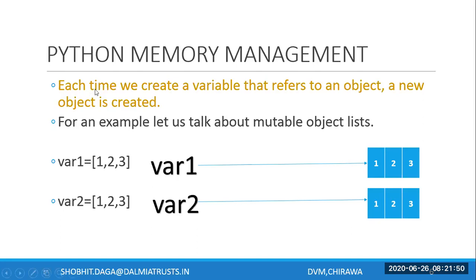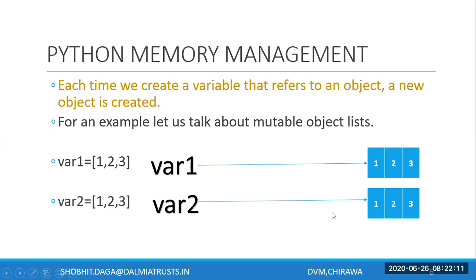Read this line again. Each time we create a variable, we have created variable var1, we have created variable var2, that refers to an object. Both of them are referring to a value, which are objects. A new object is created. A new object is created means a new memory space is reserved.